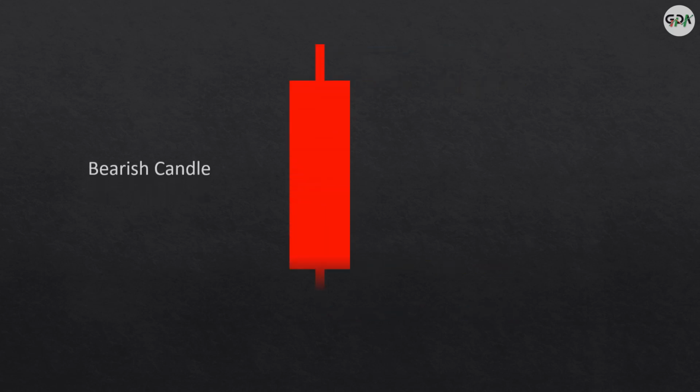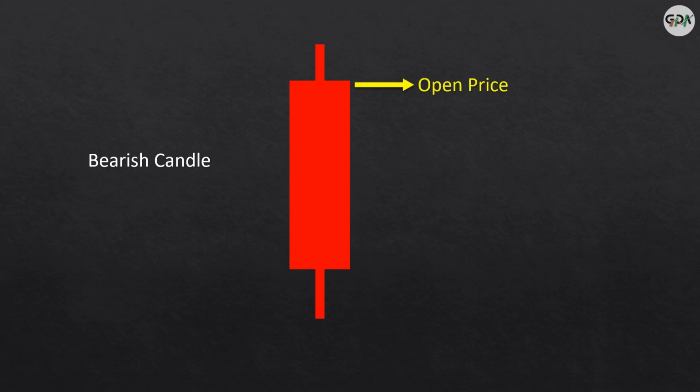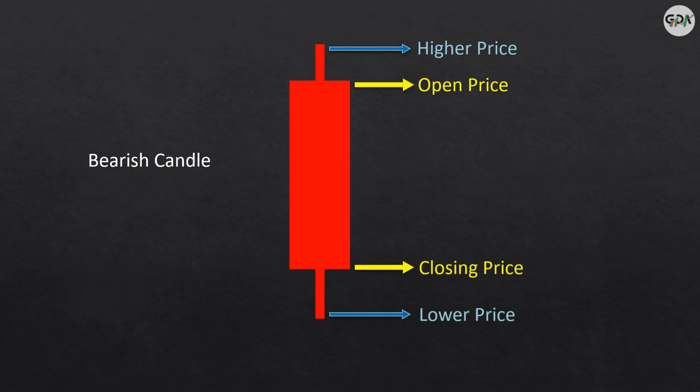A bearish candle appears in red color, consisting of the open price, higher price, lower price, and closing price. In a bearish candle, the closing price is always lower than the open price. The upper wick shows the higher price and the lower wick shows the lower price.